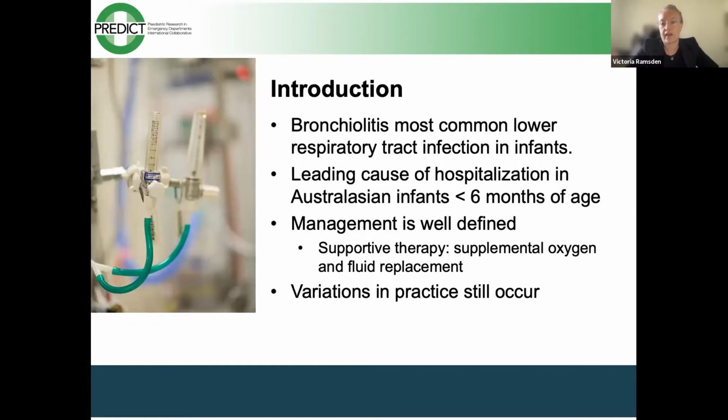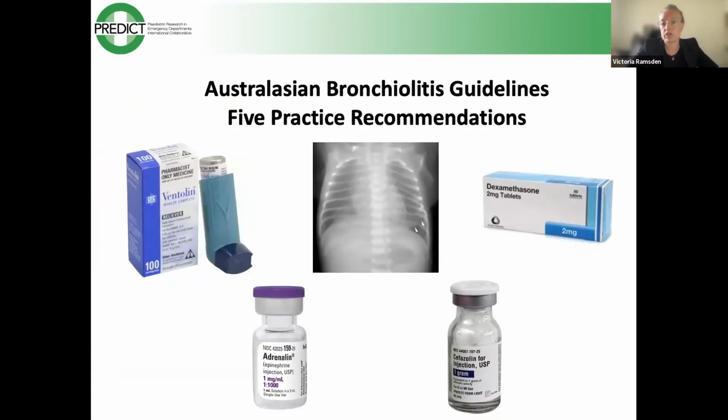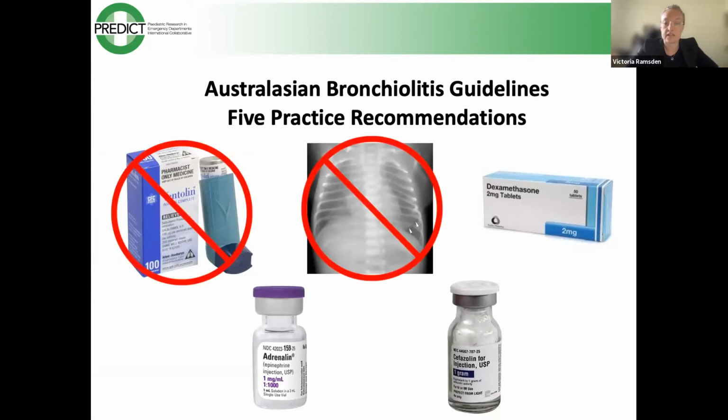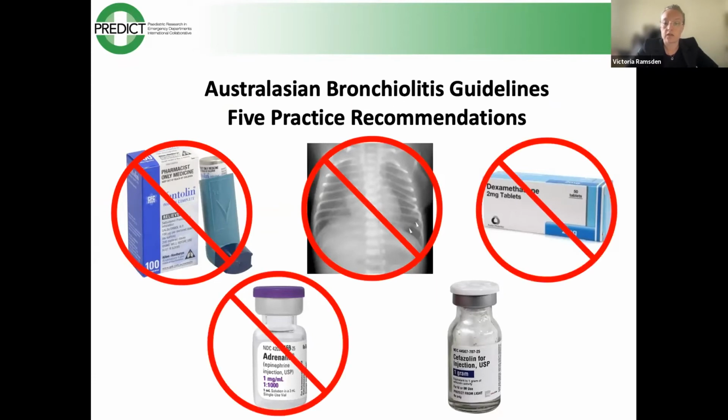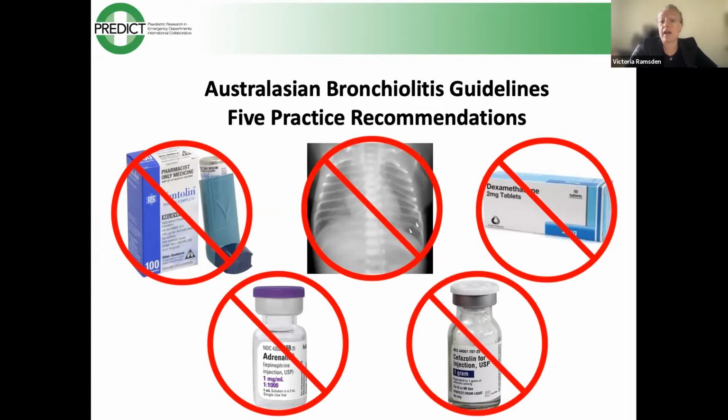In infants less than 12 months of age, bronchiolitis is one of the most common lower respiratory tract infections. In Australasia, it is the leading cause of hospitalisation in infants under 6 months of age. Whilst management of bronchiolitis is well defined, comprising supportive practices such as supplemental oxygen and fluid replacement, variation in practices still occurs. The Australasian Bronchiolitis Guidelines recommend against the use of inhaled salbutamol, chest x-rays, oral glucocorticoids, inhaled adrenaline, and antibiotics in the routine management of bronchiolitis in infants. So in this presentation, when I refer to the 5 practices, these are the practices that we are measuring.